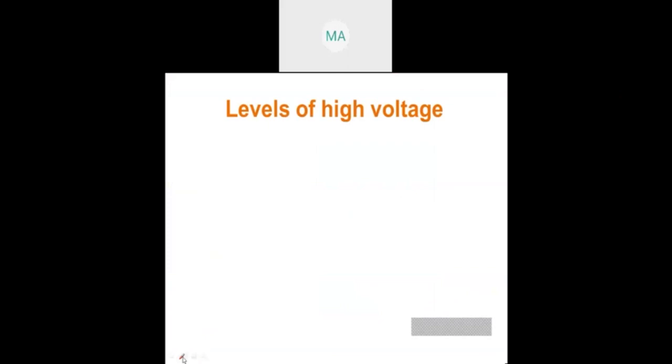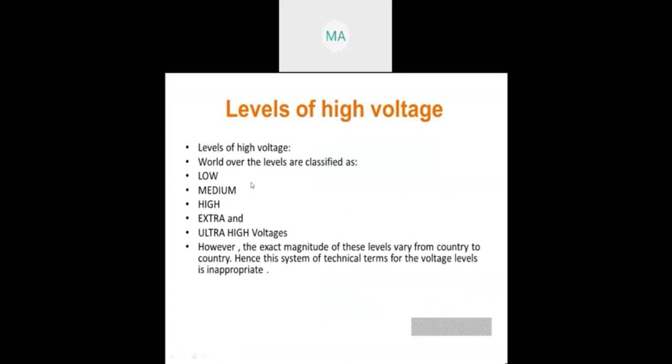We have different levels of voltages: low, medium, high, extra high voltage, and ultra high voltages. Based upon the magnitude values, the voltage levels are different. So what are the low voltages, and what are the extra high voltages?